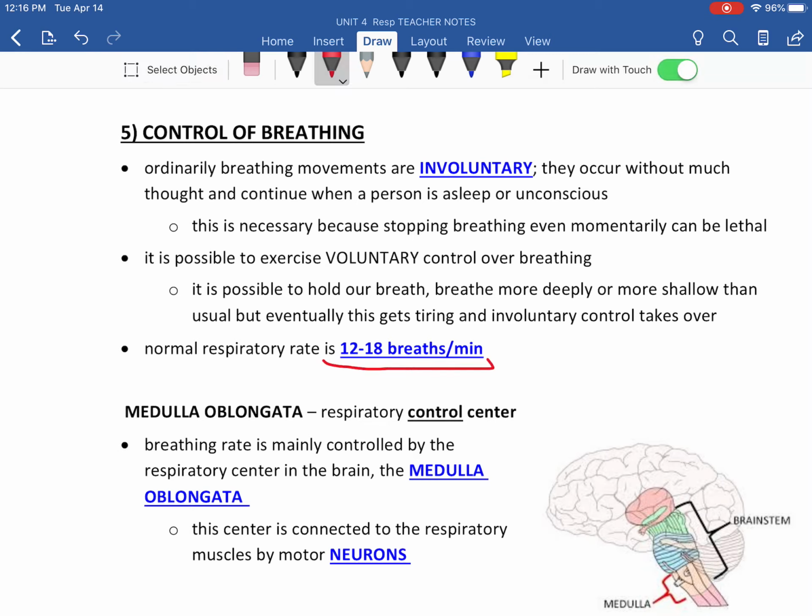So typically, normal respiration rate is about 12 to 18 breaths per minute. That's typical, but obviously that's going to change with exercise, things like that.